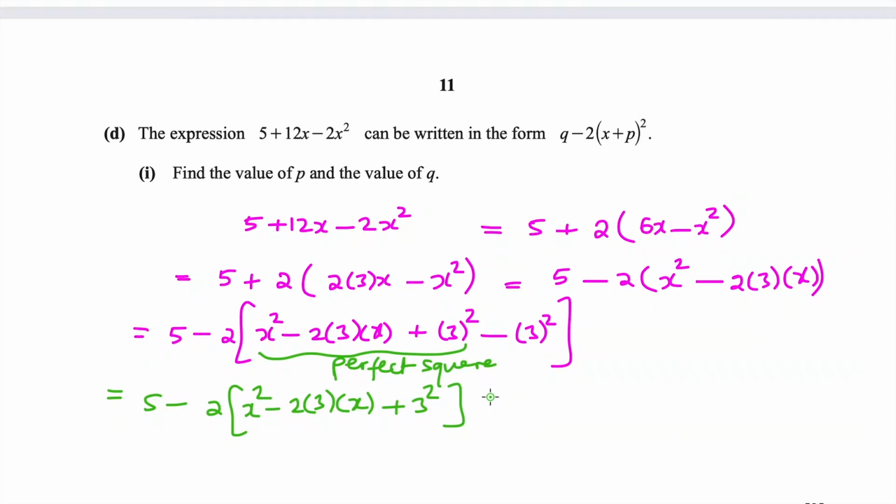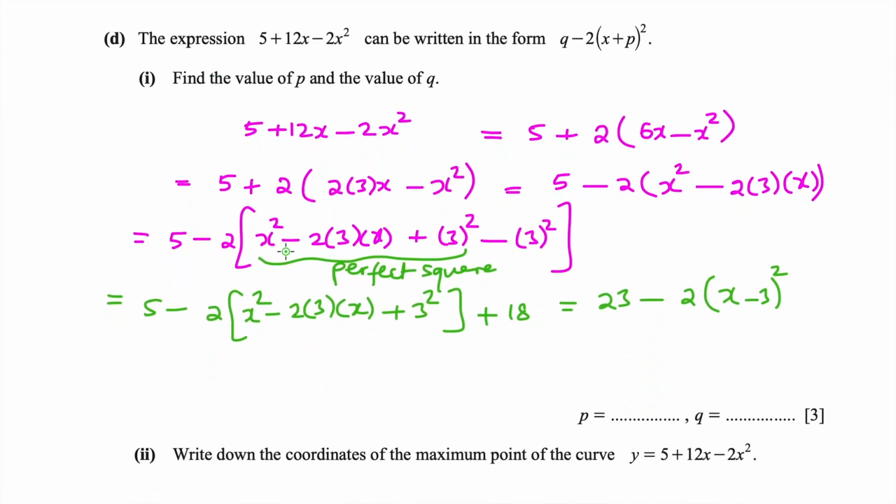Minus 2 into minus, which is plus 2 into 3 square, is 18. So this is 23 minus 2 into x minus 3 whole square. Right? So this is x minus 3 whole square. So this is 23 minus 2 into x minus 3 whole square.